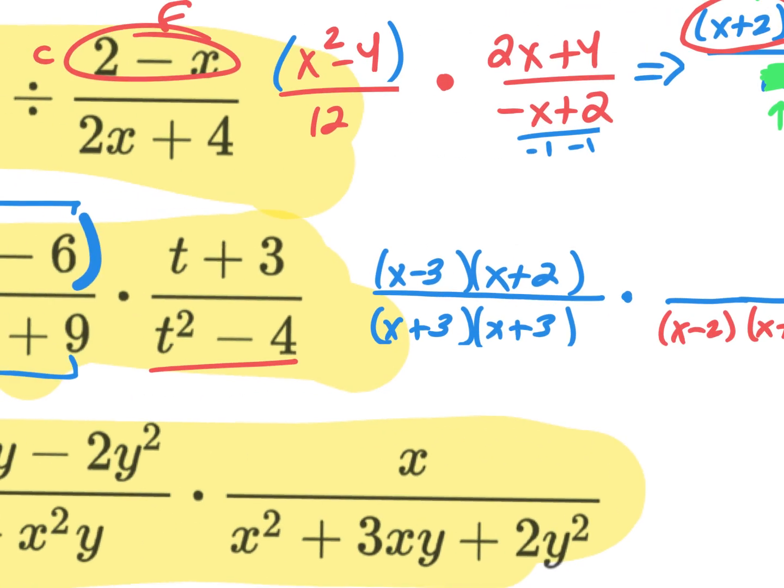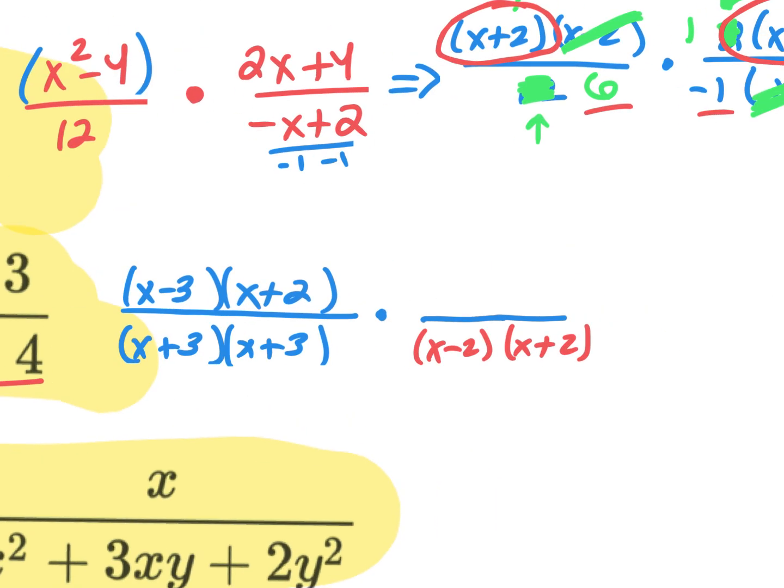And then can I do anything with x plus 3? Nope, so I'm just going to rewrite it. Now, anything that's in a numerator that's exactly the same as something in the denominator can cancel. So what do we see? Okay, x plus 2 and an x plus 2. Gotcha. What else? An x plus 3 and an x plus 3. All right, what else? Anything else exactly the same?